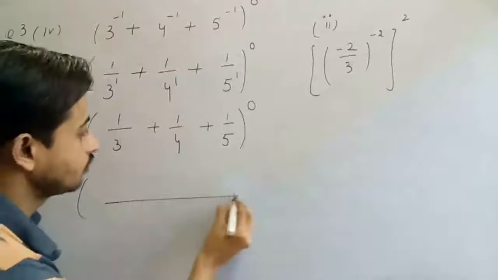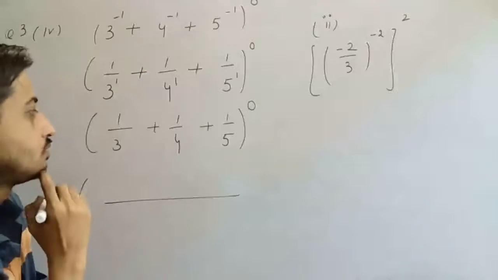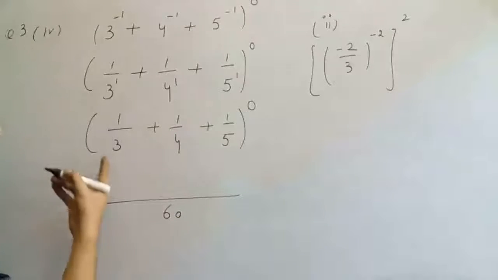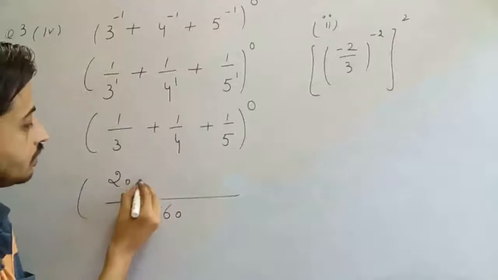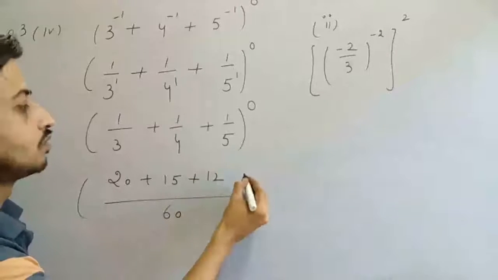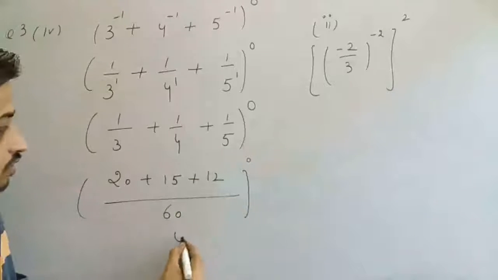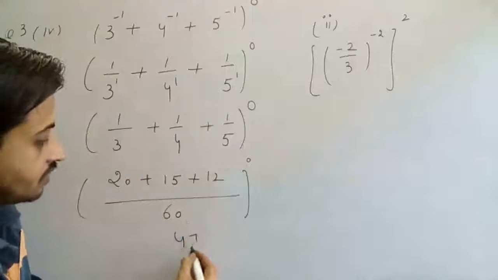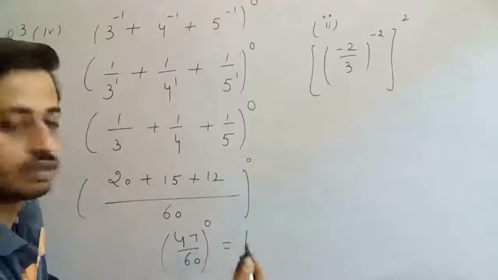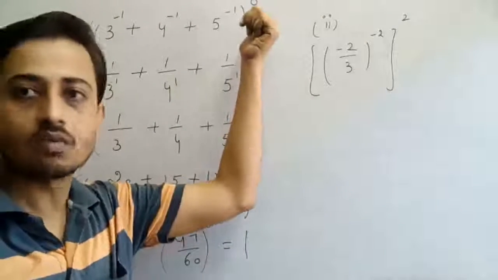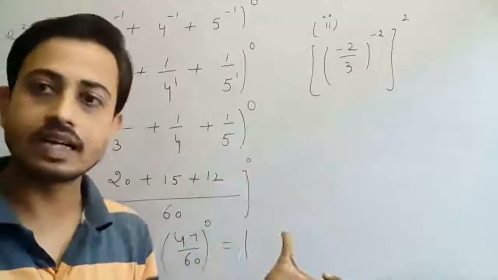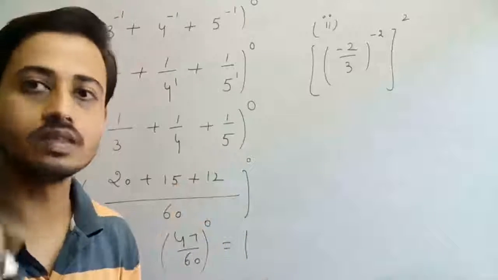Now you can do further solving. What's the LCM of 3, 4 and 5? 60. So we get 20 plus 15 plus 12. Now the answer is 47 divided by 60 raised to the power 0, which is 1. You can do it directly as 1 also. The answer is also correct, because if the exponent has a power 0, the answer should be 1.